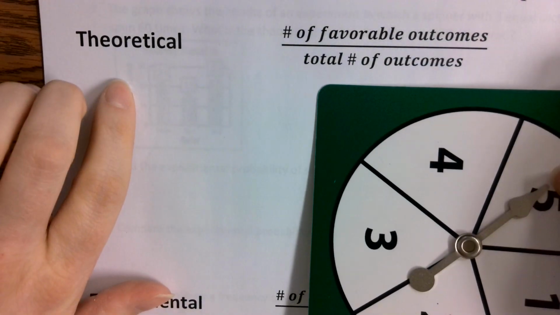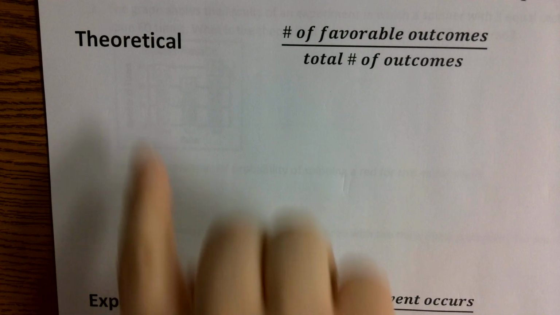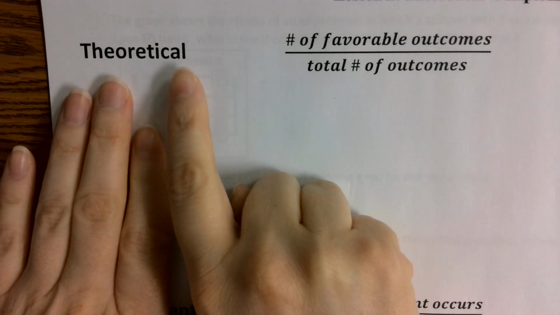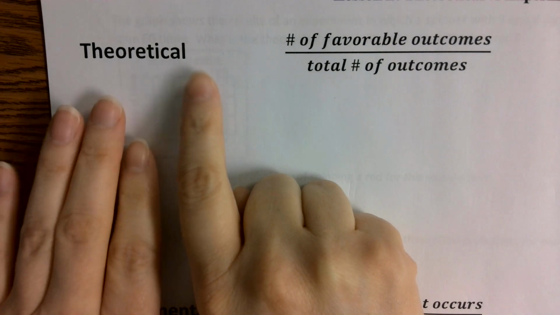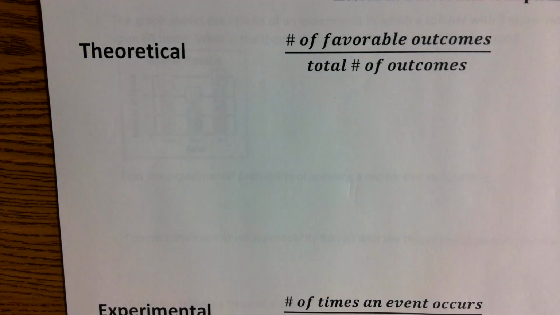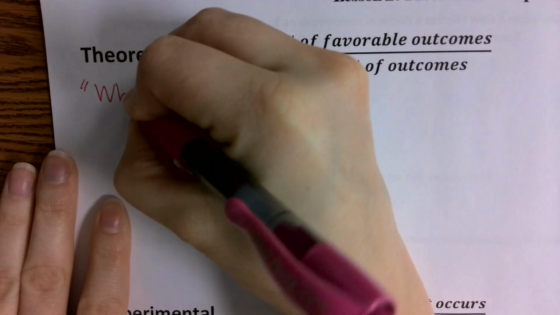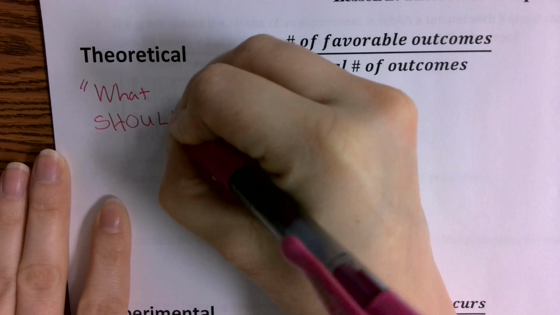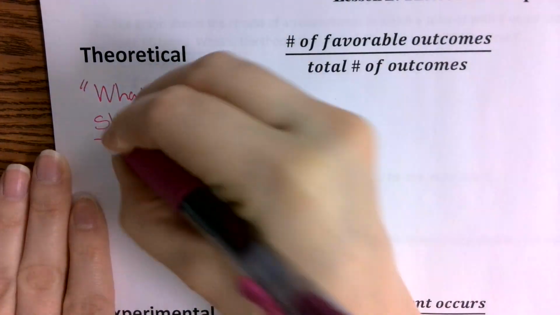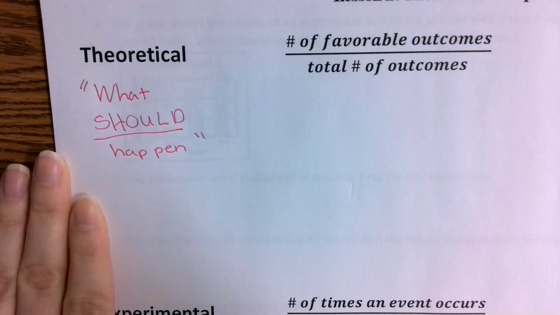In theory, this is what we have come to expect. So we think of theoretical probability as what should happen. And I want to write that down. This is a probability of what should happen. It doesn't always happen, but it's what we have come to expect to happen.